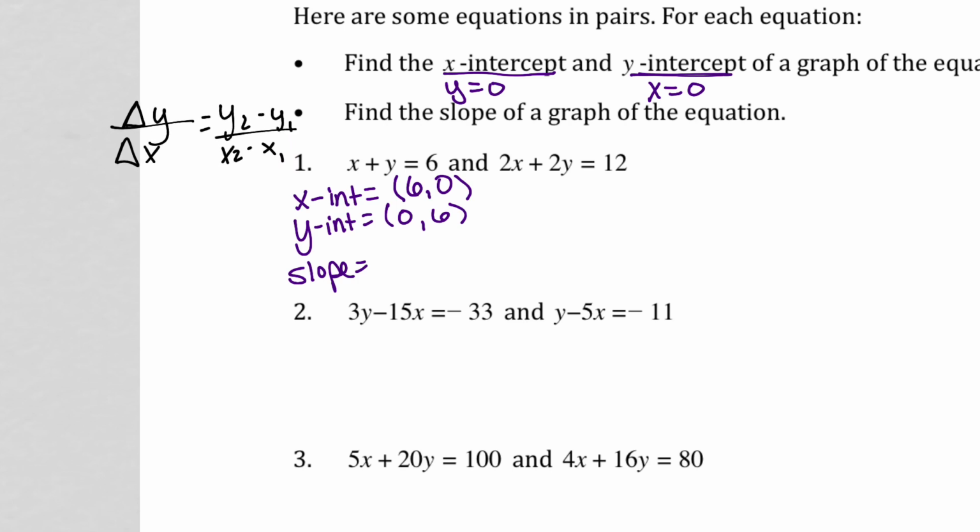So here's what we're going to do. We're going to take our points that we have already and we're just going to plug them in. So we have (6, 0) and (0, 6). So I'm going to make my y-intercept be the 2, and the x-intercept be the 1. So we're going to take 6 minus, let me make sure I'm doing this right. Okay, so the 6 came from here, and we're subtracting 0 from here.